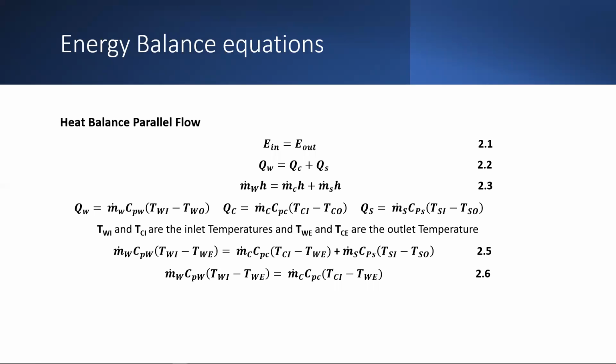Here we have our energy balance equation, which for our case of a thermal system is the heat balance of a parallel flow. We start with E in equals E out, and follow the same process of accumulation equals in minus out plus chemical reaction plus a surrounding. We do have a surrounding, since the problem states there's no insulation. So we change our values to QW equals QC plus QS, equation 2.2.